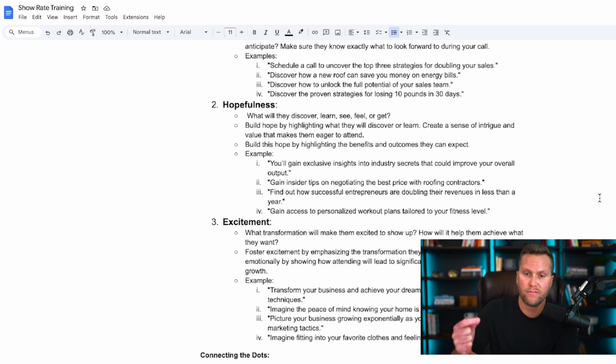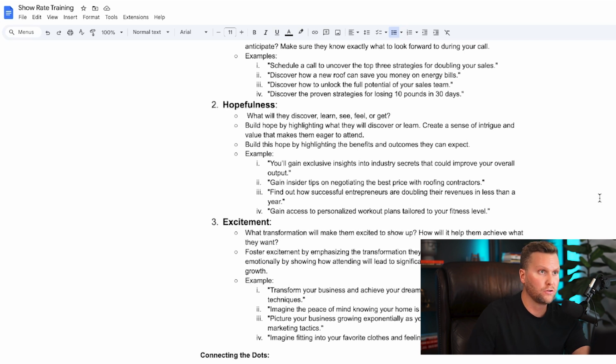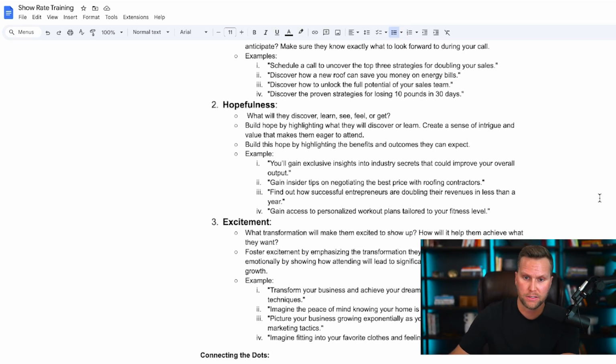And so what you want to do is foster excitement by emphasizing the transformation that they will experience. You want to connect with them emotionally by showing them how attending will lead to a significant personal or even professional growth. Or it could be by achieving the solution that they're looking for or alleviating the pains that they have. Now, a couple of examples here for excitement.